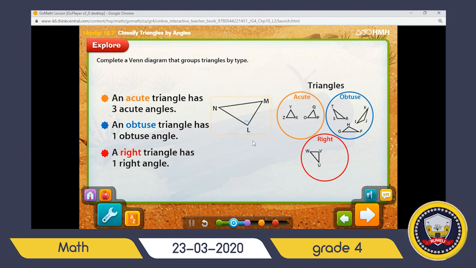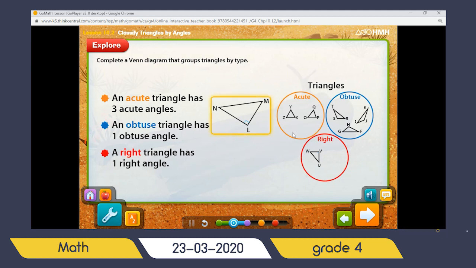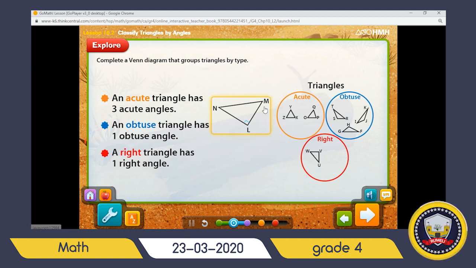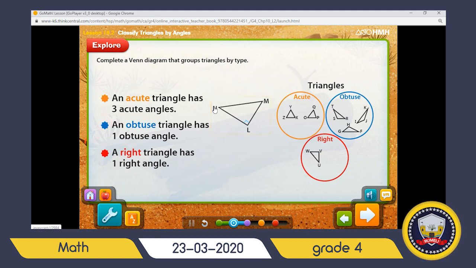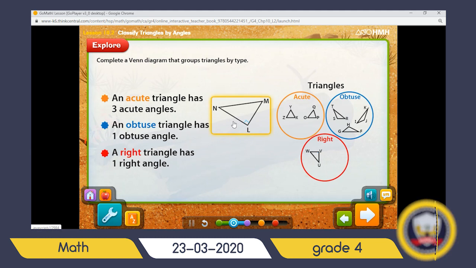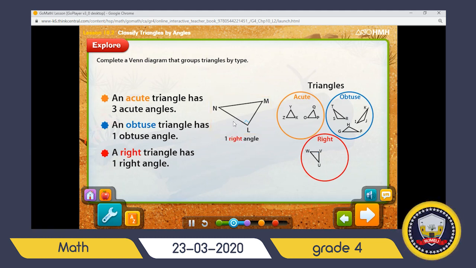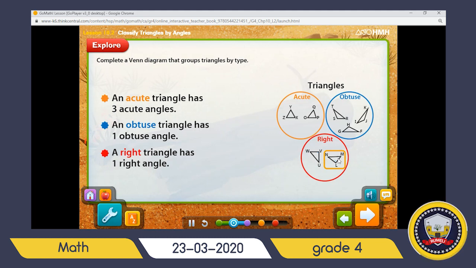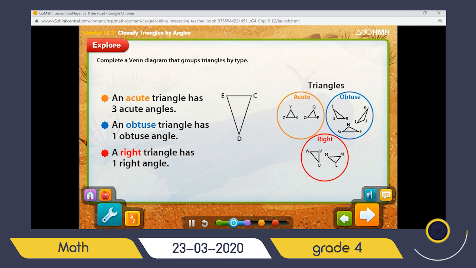What about this? Check it and try to categorize it. MLN triangle or triangle NLM. I can see one of them is a right angle. If one of them is a right angle, we will say this triangle represents a right triangle, because only one of them is a right angle. A right triangle has one right angle.